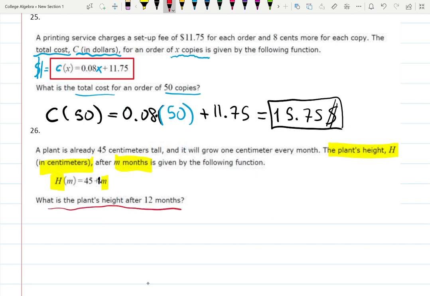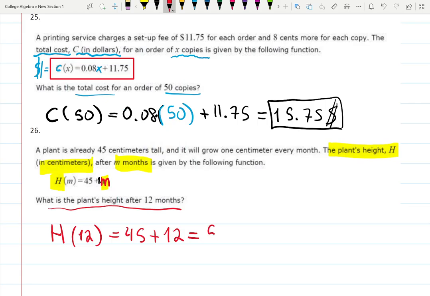Oh, easy peasy, you just plug 12. Plug 12 into my h. H of 12 is 45 plus 12, because my m was over here. So instead of m, I'm writing 12. What is 45 plus 12? You don't need a calculator for that, right? 45 plus 12 is 57. And that actually is a correct answer. 57, that's my height in what?